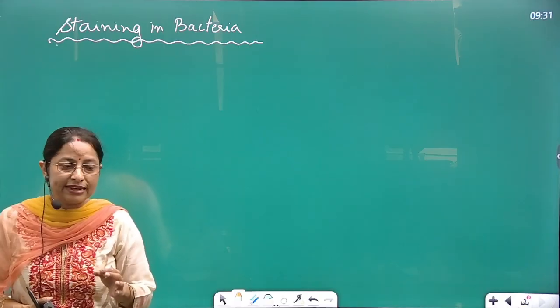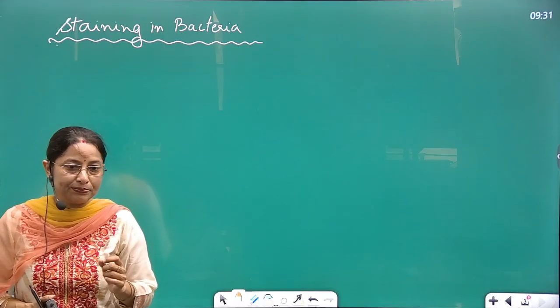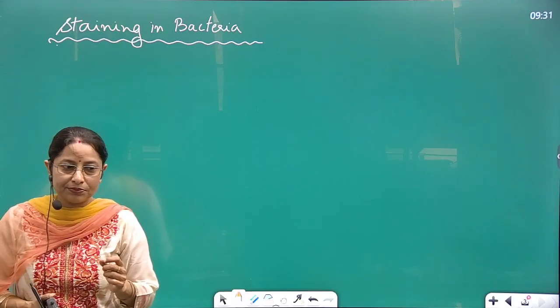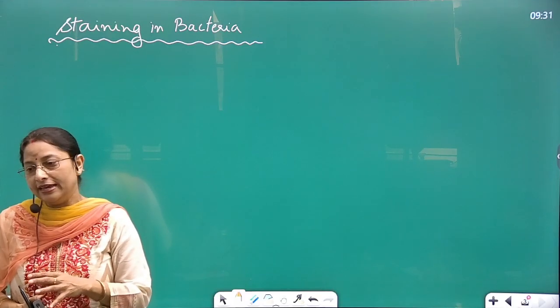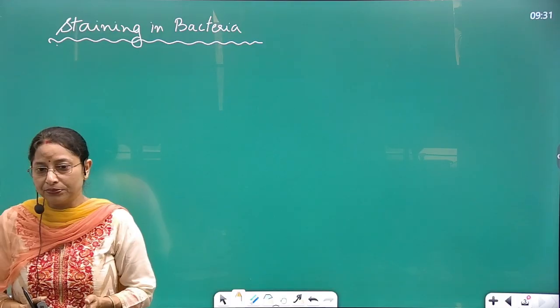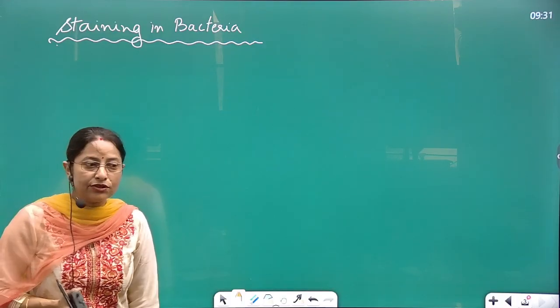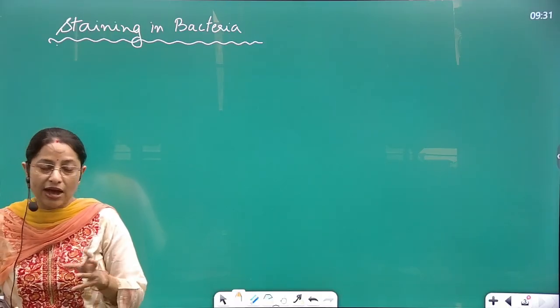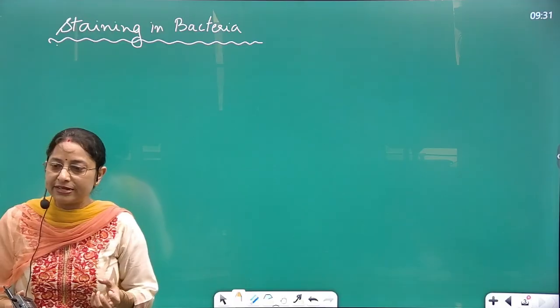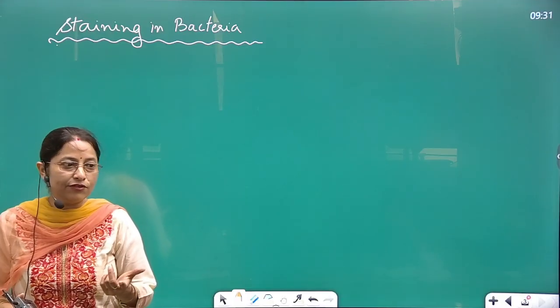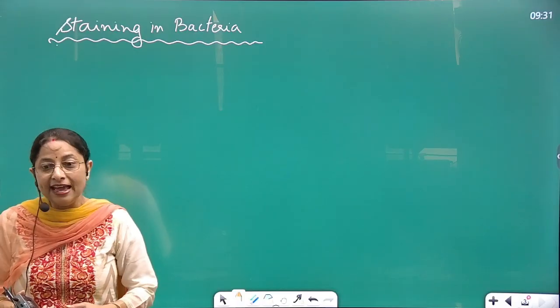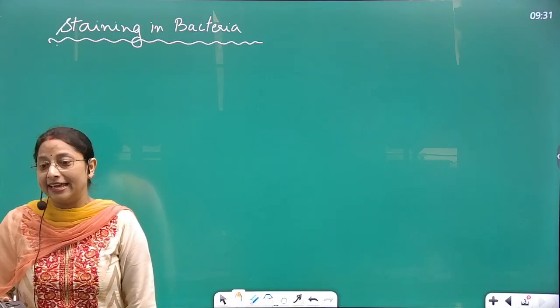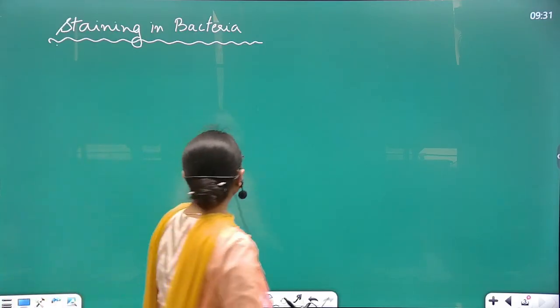What do you understand by retaining the stain? Something that does not go away even after you wash it down. That is called retaining, right? So gram positive and gram negative both will take up the stain, but after washing, gram positive bacteria would remain purple or violet because they retain the stain, and gram negative will become white again, right? So we'll just write the steps.